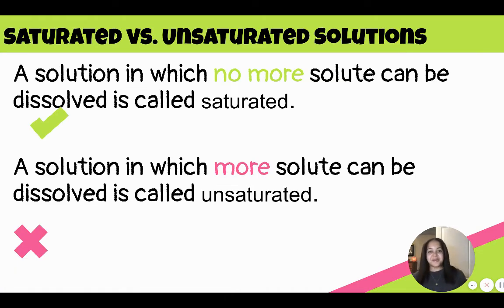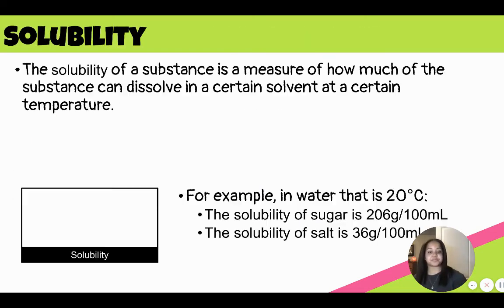Next, we're going to talk about saturated versus unsaturated solutions. So a solution in which no more solute can be dissolved, that is when it's called saturated. So eventually it gets to a point where you cannot add any more sugar. A solution in which more solute can be dissolved is called unsaturated, okay? So just think of it, if it's saturated, we can't add anything else in there. Nothing further can get dissolved. If it's unsaturated, we can still add more.